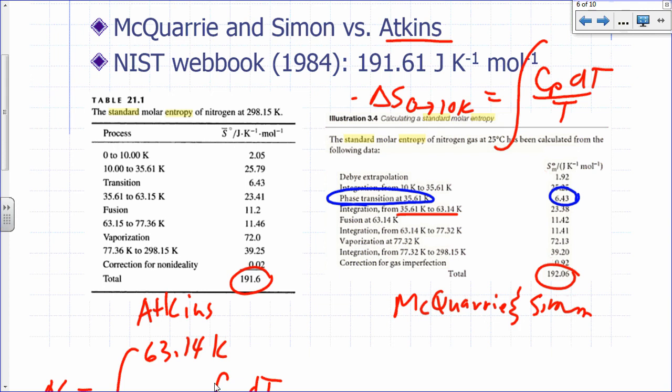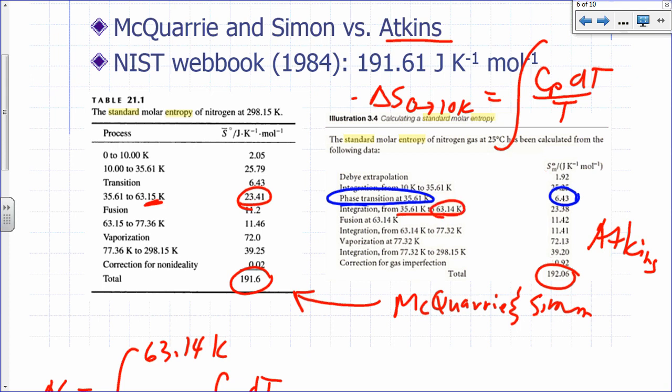Macquarie, I think I've got these two switched. Yeah, this is not Atkins. This is Macquarie and Simon on the left, and this is Atkins on the right. Okay, so this one ends at 63.15. The other one ends at 63.14 Kelvin.